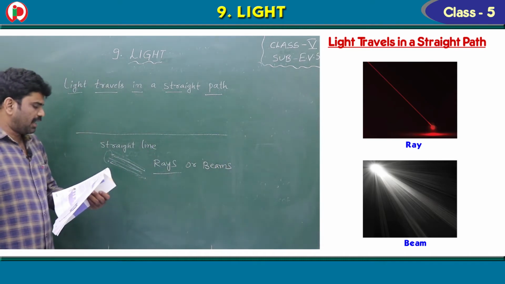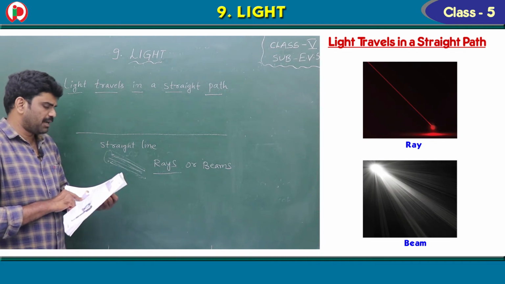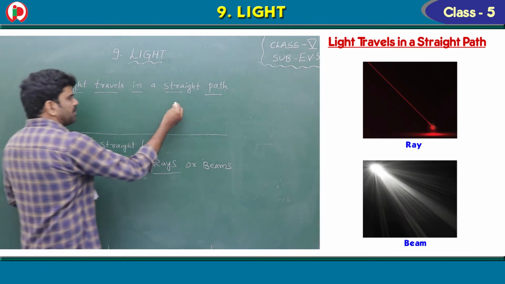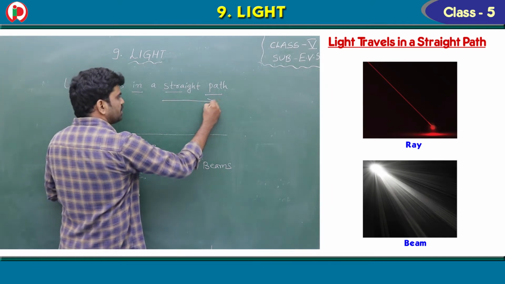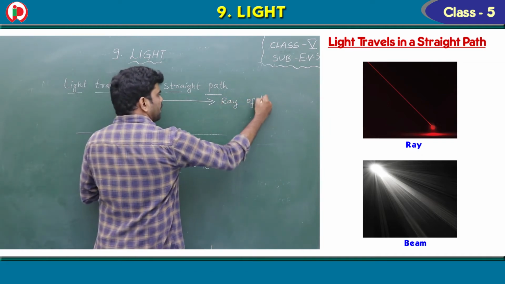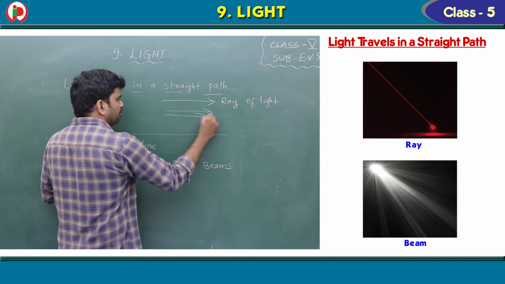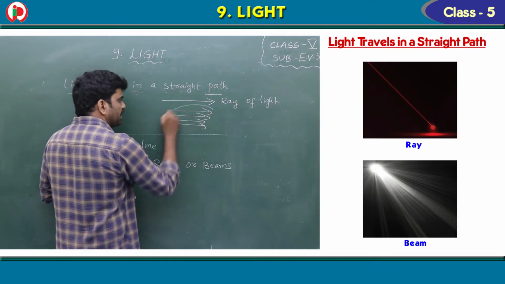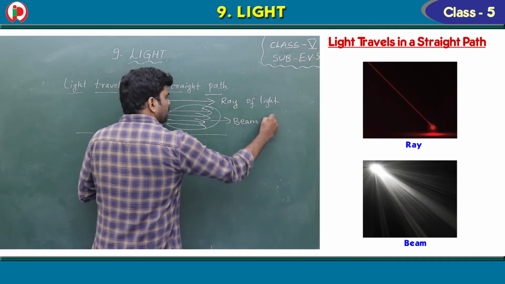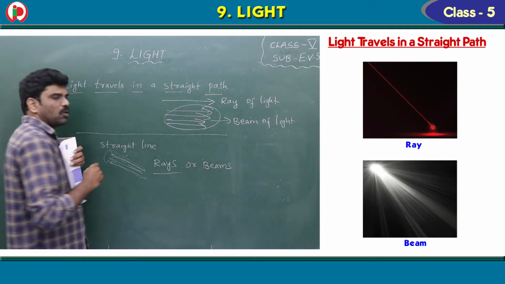Next one, a ray of light is represented by an arrow, whereas a beam is represented by a group of arrows. So this is a ray of light. Whereas this is a beam, a group of arrows. A beam of light is represented by a group of arrows.